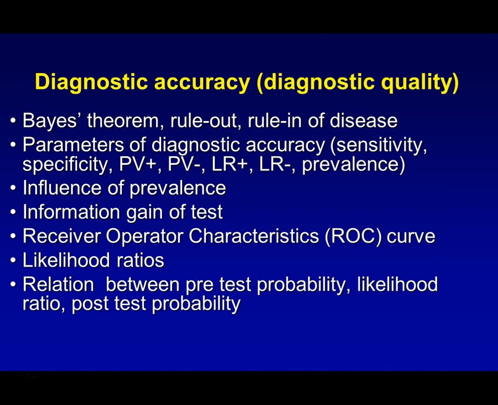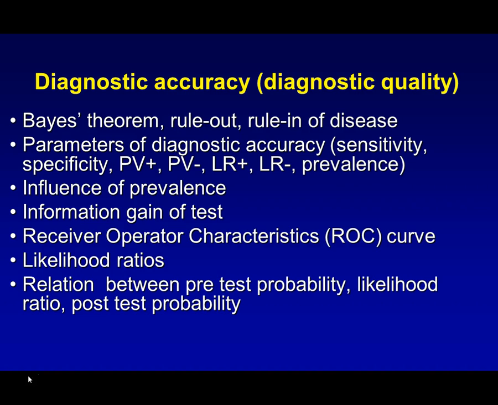In the next part, we will discuss the factors that are used for diagnostic accuracy or diagnostic quality management. We will explain the Bayes theorem with rule in and rule out of disease, and also parameters of diagnostic accuracy, which are sensitivity, specificity, positive predictive value, negative predictive value, the likelihood ratio of a positive test, and the likelihood ratio of a negative test. Because some of these are dependent on prevalence, we also discuss the definition of prevalence.